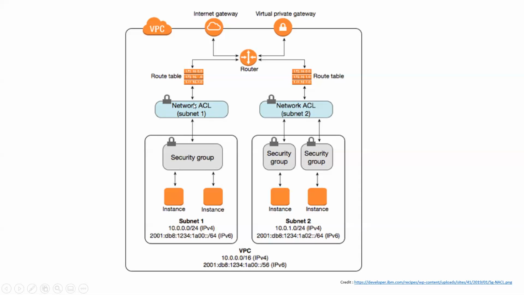And then if NACL allows it, it will go out either through the internet gateway or virtual private gateway, and then it goes out. Of course, if the route exists. Does it make sense? Packet coming in from outside and packet going out from inside.